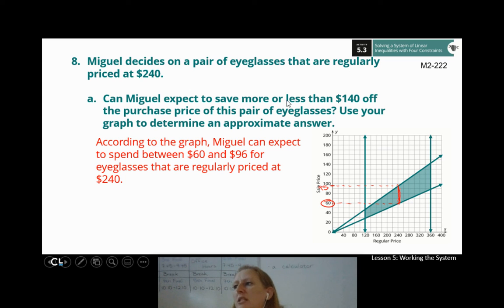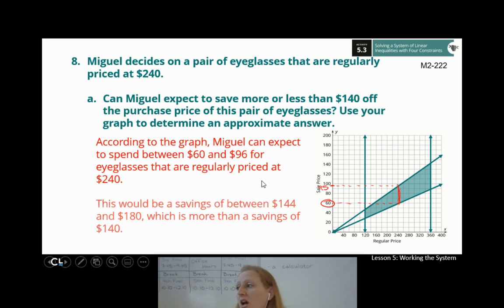But the question says, is he going to save more or less than $140? Well, let's find the difference, right? If we find the difference of these guys, 240, I have a calculator here to help me out. 240 minus 60 means you'd be saving $180. 240 minus 96 means you'd be saving $144. He's going to be saving somewhere between $144 and $180, and that's more than a savings of $140. So he is going to save more than $140 on his glasses. Good job, Miguel.